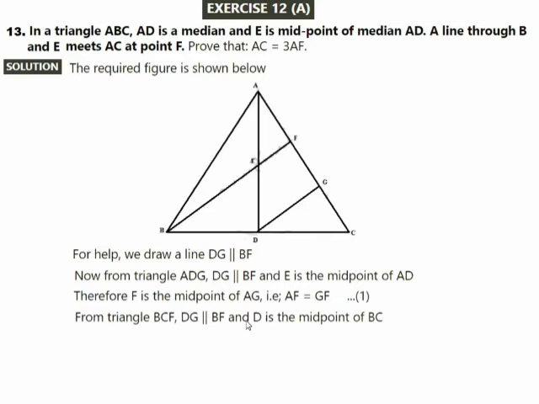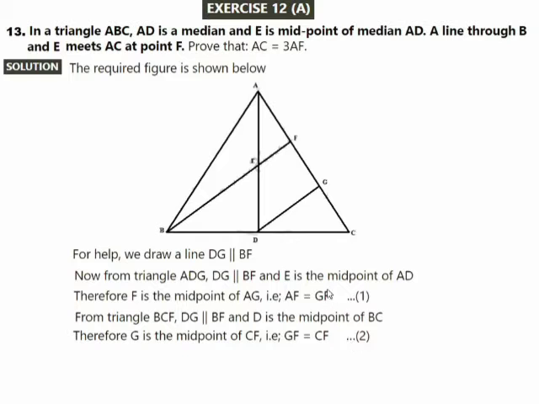Now we'll observe triangle BCF. BCF is this particular triangle. Now, AD is the median, which means D is the midpoint of BC, isn't it? And you know that BF is parallel to DG. So using the midpoint theorem again, G is the midpoint of CF. That means CG must be equal to GF. Let me call this equation number 2.